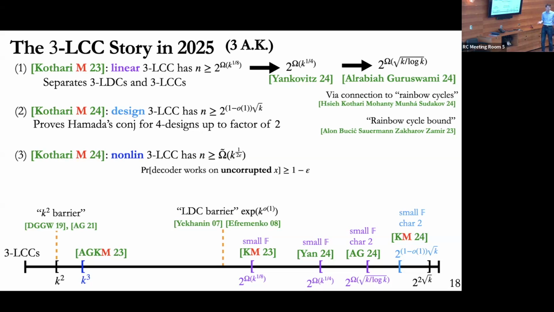Wait, I don't understand. So for linear, epsilon is 0. Epsilon is 0. What's my lower bound?